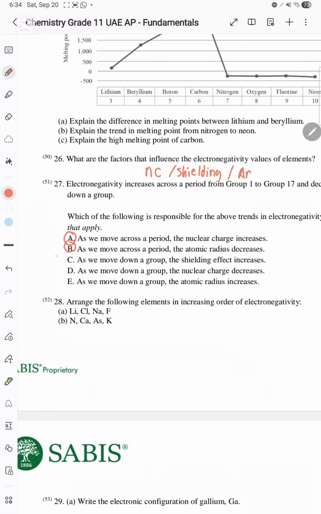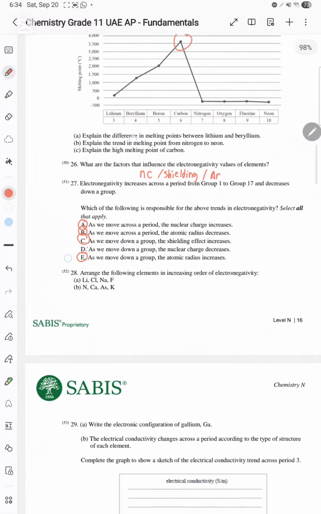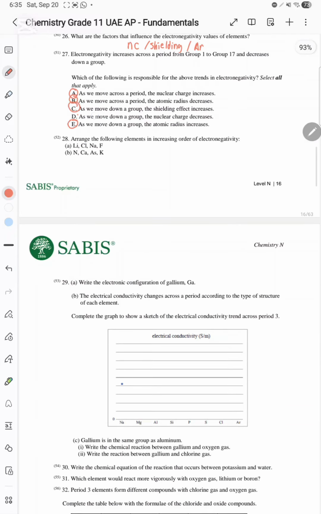That's another reason. As we move down a group, the shielding effect increases. Yes, because down a group you have more energy levels shielding it. Now, as we move down a group, the nuclear charge decreases. No, this isn't true. Nuclear charge when we move down a group increases greatly, actually. So this is wrong. As we move down a group, the atomic radius increases. Yes, it does, because you have more energy levels, so it's going to increase, of course.